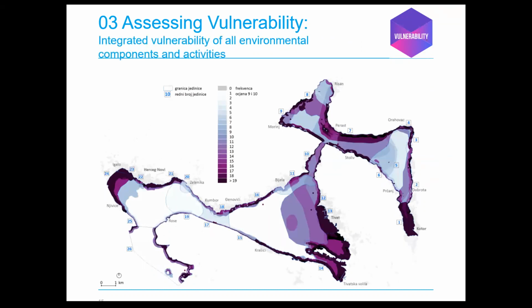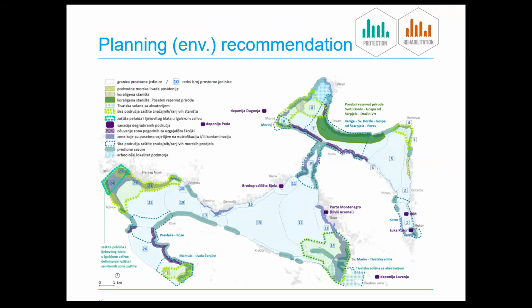The darkest areas are those where most of the activities should be either carefully planned or avoided totally. If we would give this kind of map to the spatial planners, it would be quite difficult for them to use it without additional explanation. So we provided explanations, in the sense of recommendations coming as a result of this kind of assessment, to indicate the areas where some protection should maybe be established, or where some rehabilitation measures should take place, and so on.